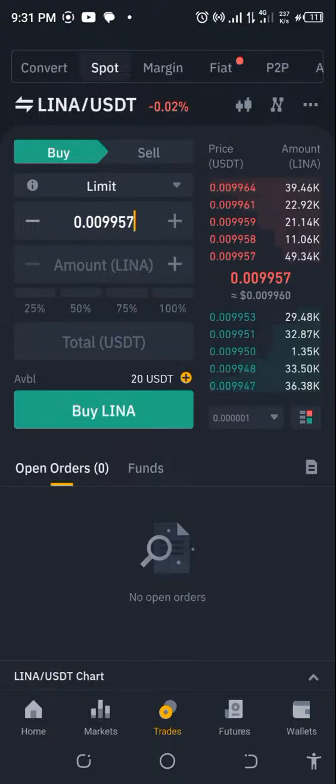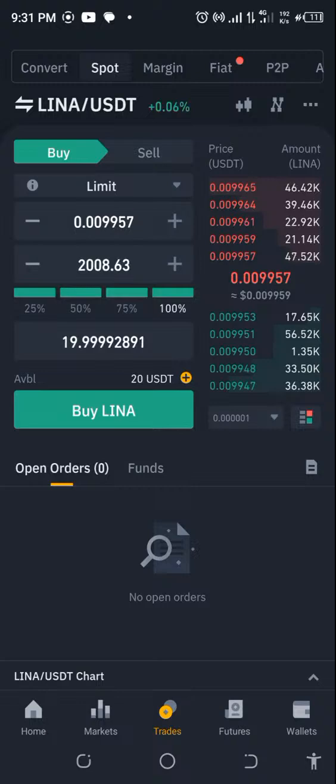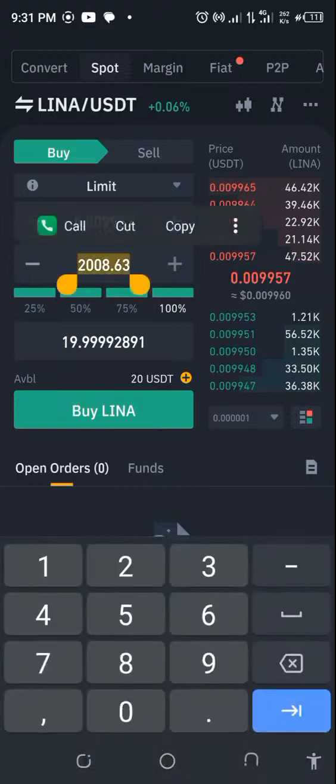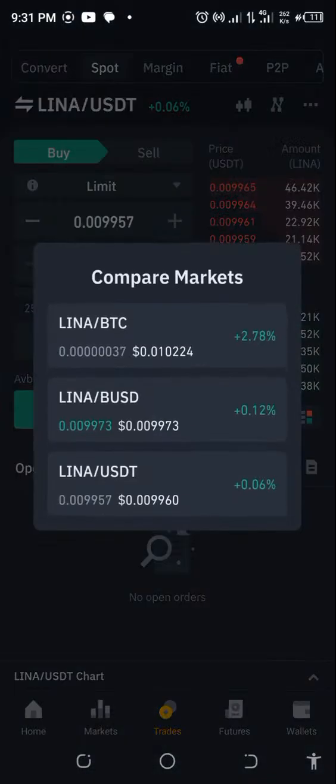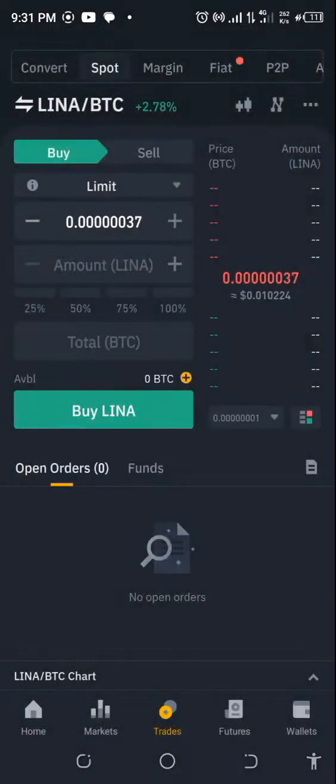All right, so we've got our usual $20, right? So let's do this, okay? So what we have here is 2008.63. Let me copy that. And then I'll go over to BTC and try to see if I could sell this, okay?